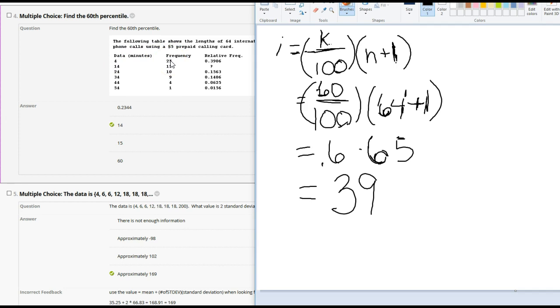25. So data points 1 to 25 are 4. And then, let's see, 25 plus 15 is 40. And so between 25 and 40, the data is 14. So 39 is 1 less than that. So the 60th percentile is 14 minutes.